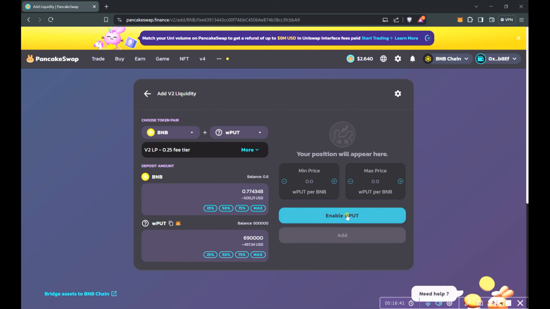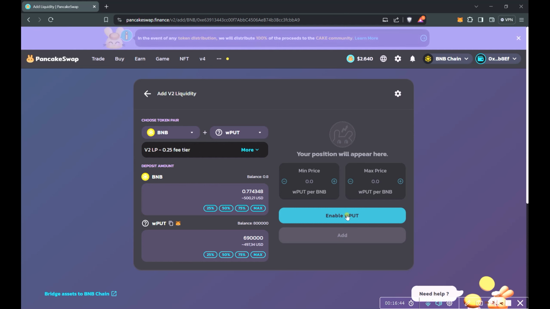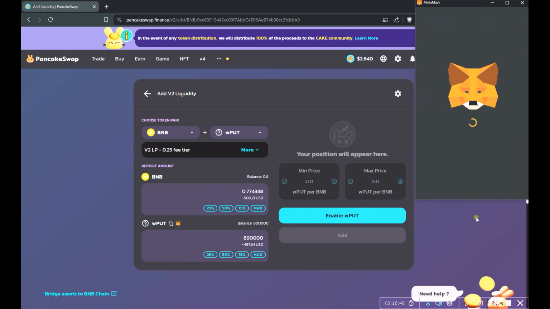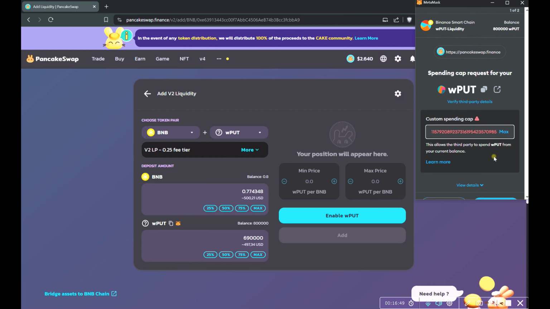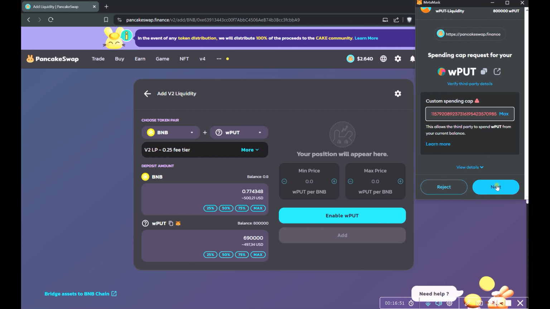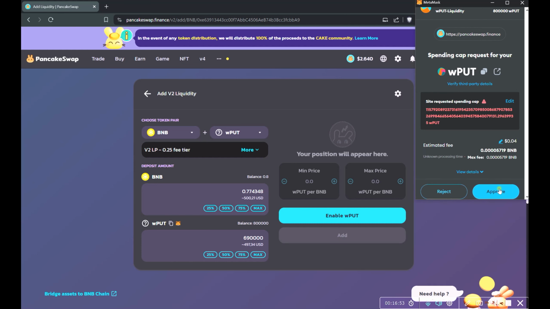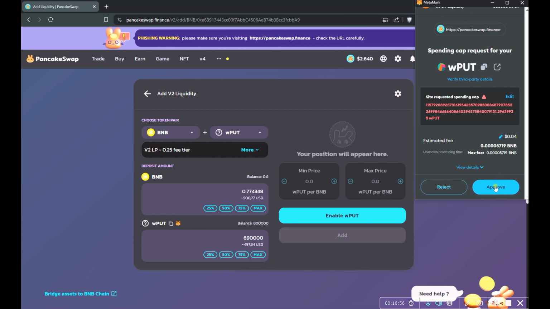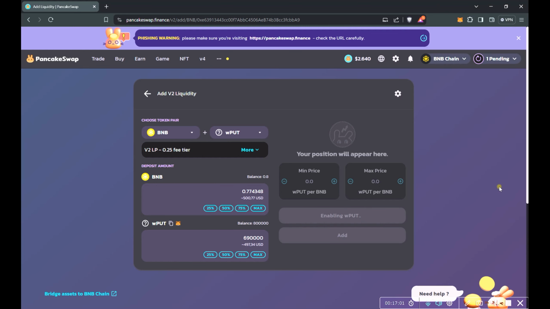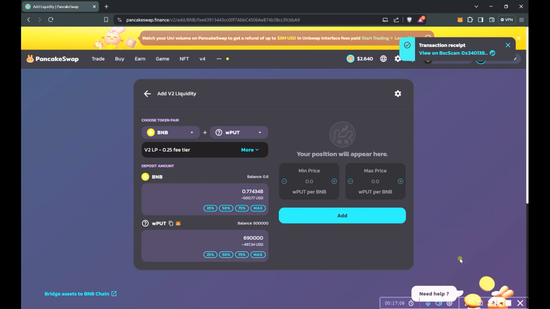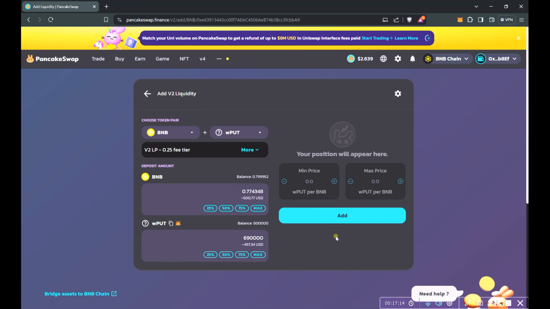So we do it by clicking Enable W Put. Our MetaMask opens, and yes, we sign the smart contract here and we approve this liquidity pool in our MetaMask. It's waiting for the confirmation from the blockchain. Now we got it, as you can see, and here is the add button. We are now allowed to add our liquidity to this pool. And that's what we will do now.